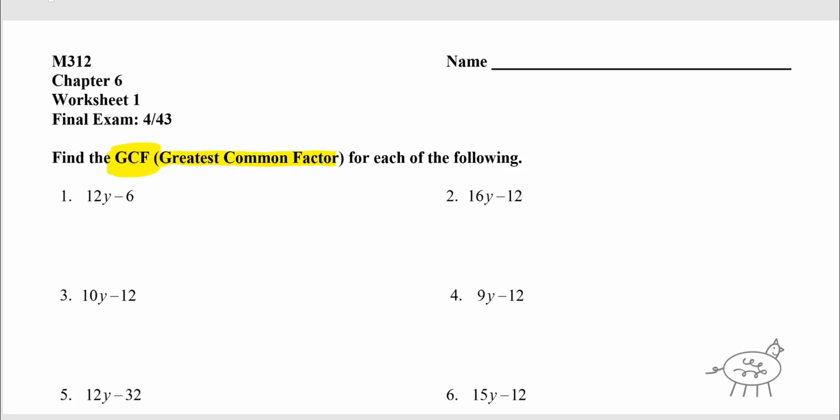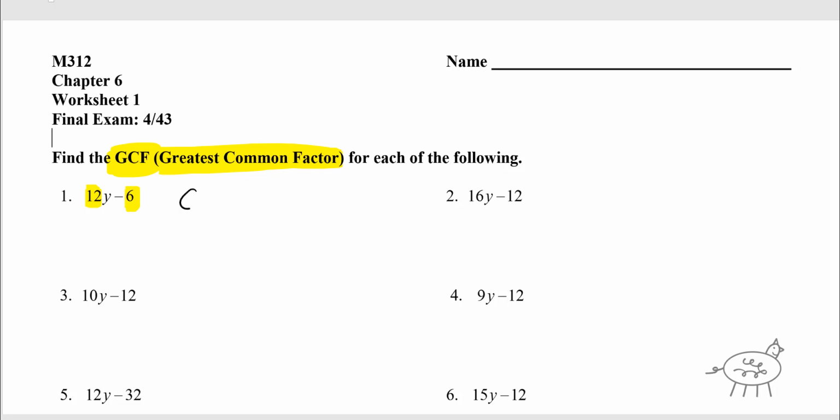This topic today is called greatest common factor, and we abbreviate that GCF. Basically, what you're trying to do is find a number that goes into 12 and 6 evenly, the largest number that goes into both. I'm going to tell you the answer right away.